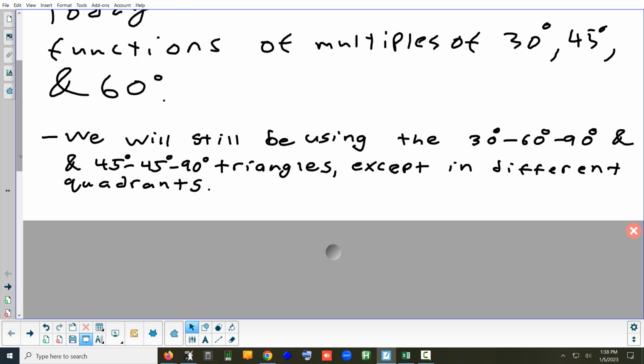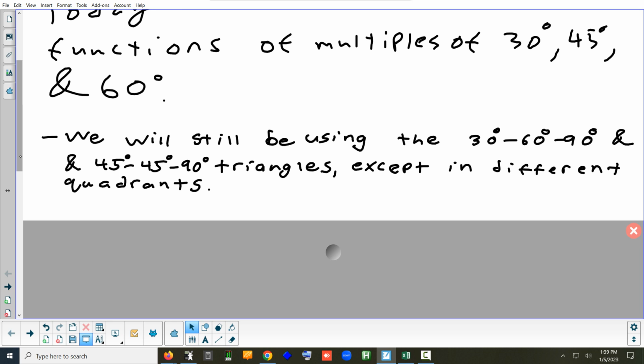Make sure we remember what those are. So for the 45, 45, 90, each side is the same. Can somebody tell me how long each side is in the 45, 45, 90? Yep, that's one of them. And the other one? Same thing. So the coordinate, when we're dealing with anything that's a 45, is going to be root 2 over 2, comma root 2 over 2.